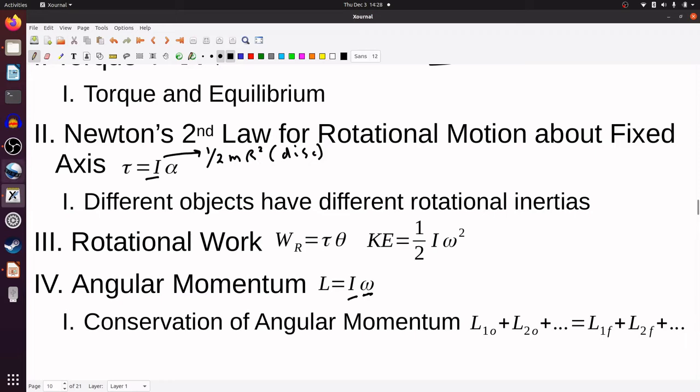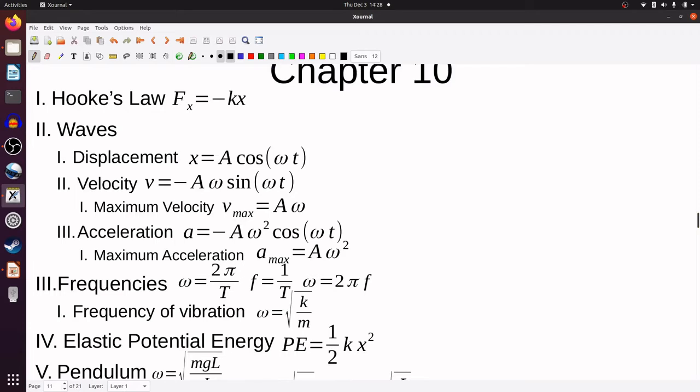Chapter 10 expands on that. A couple things to point out on Chapter 10, the notes that I have here. Hooke's law, it's negative kx, but I think your book just gives you a positive kx. It doesn't really matter too much.